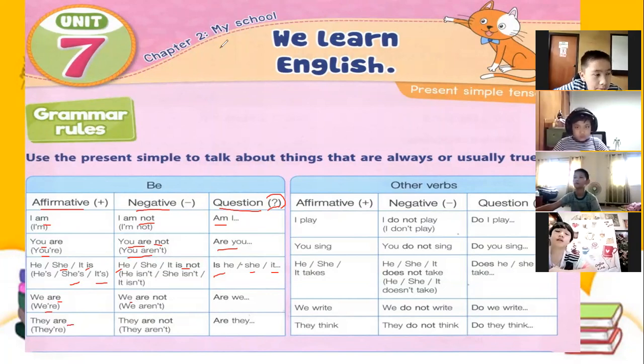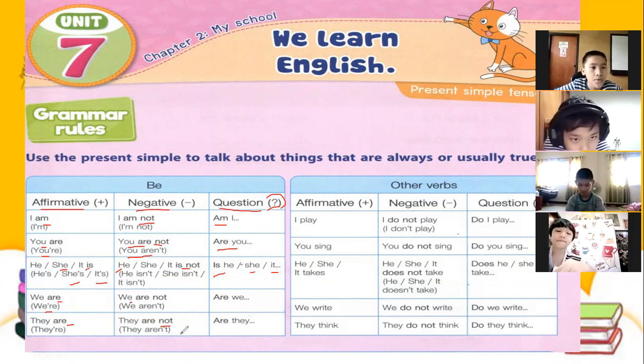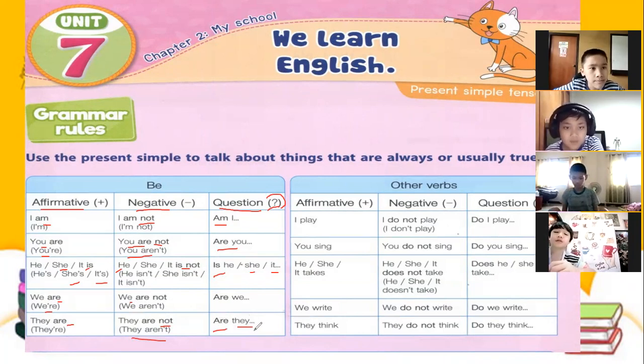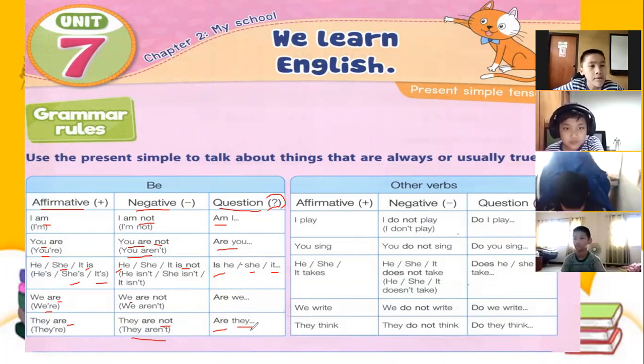Then other subjects like they. So they are, right? They are. Then for the negative sentence, we are going to use not with that. Okay, so they are not, which is in the negative sense. Or instead of that, we can use they aren't. All right, if you would like to make a question sentence, are will come before the subject. Okay, so are they, so it will become the question sentence, and don't forget to put the question mark at the end.